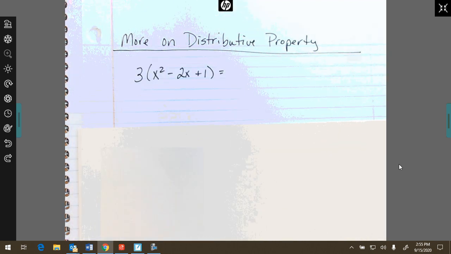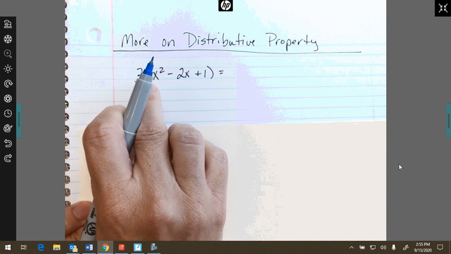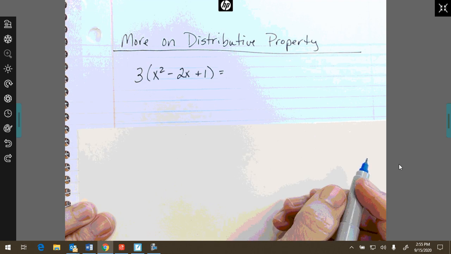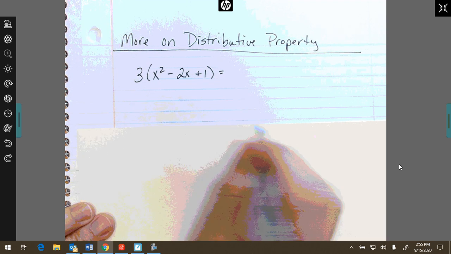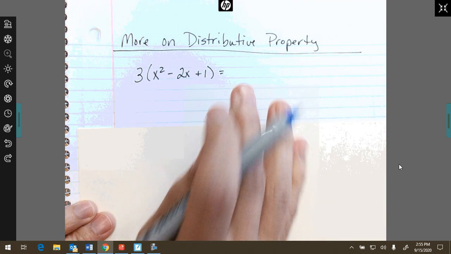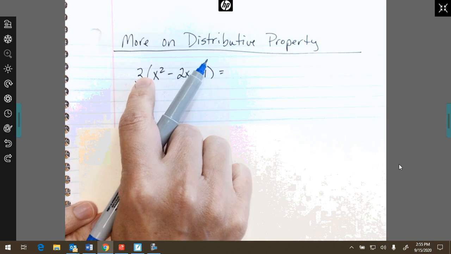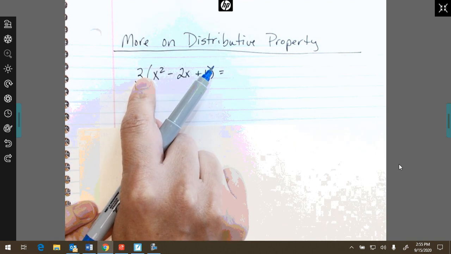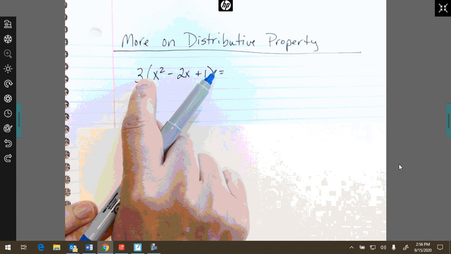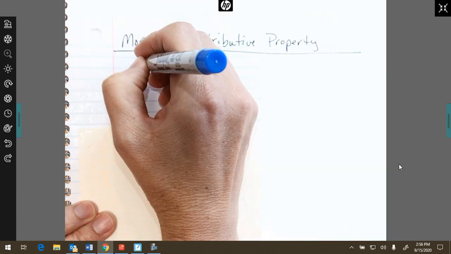The first one's going to be exactly what we've done before. So remember, when I have this 3 right next to the parentheses, that means multiplication, because only multiplication can be written without a symbol. If it were addition, there'd be an addition sign. Subtraction would be a subtraction sign. Division would be a fraction. So I'm going to distribute the 3.